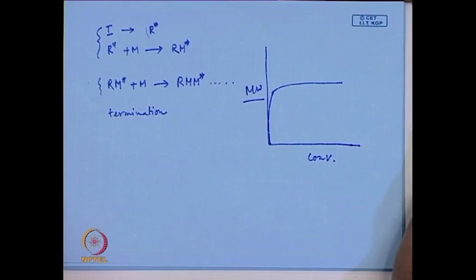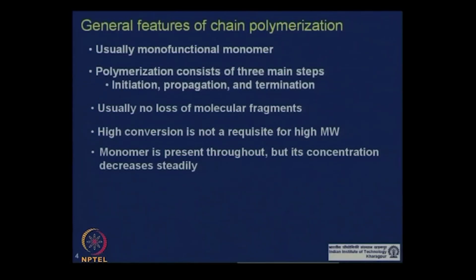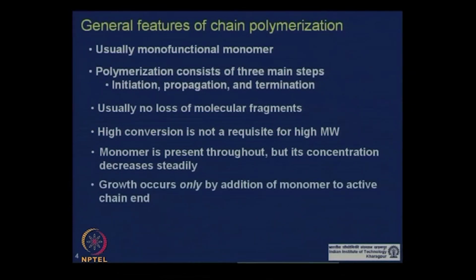Now, in this chain polymerization, monomer is present throughout, but its concentration decreases gradually or steadily. We also know that during this chain polymerization we have only monomer or high molecular weight polymers. We do not have intermediate molecular weight oligomers like in step growth polymerization. We have either monomer and high molecular weight polymers, and also these initiator molecules and solvent if required.